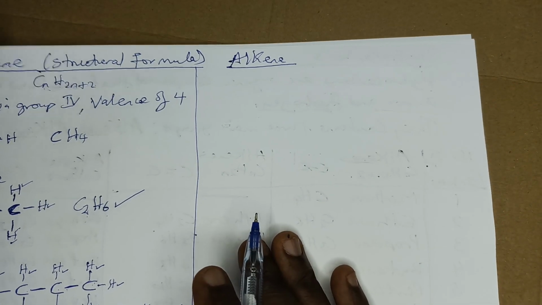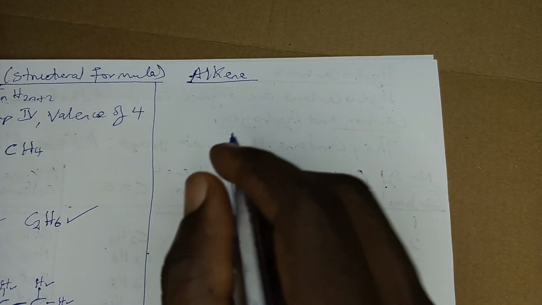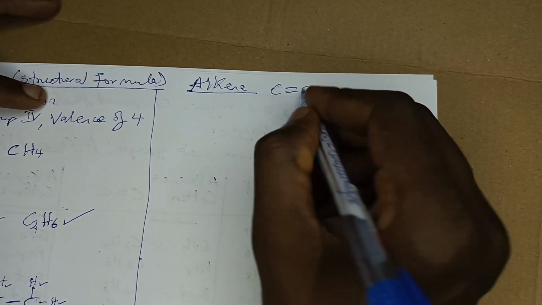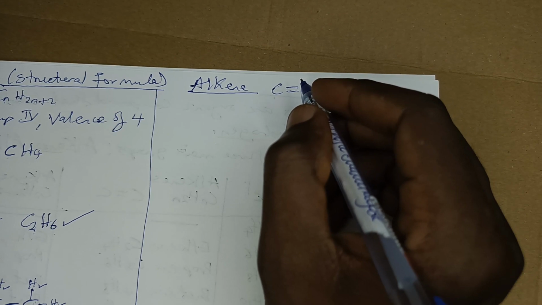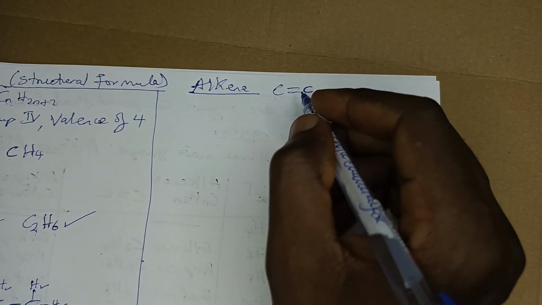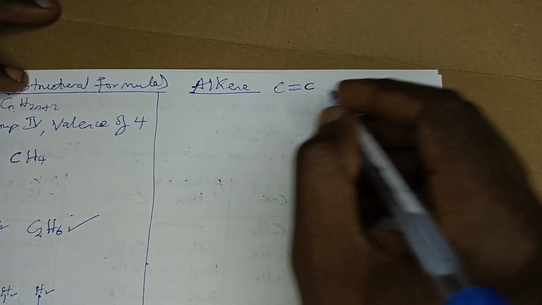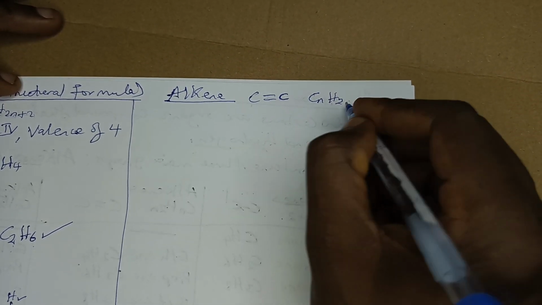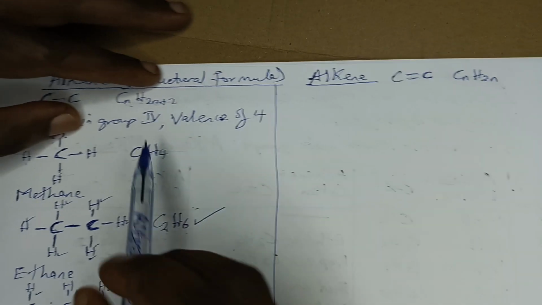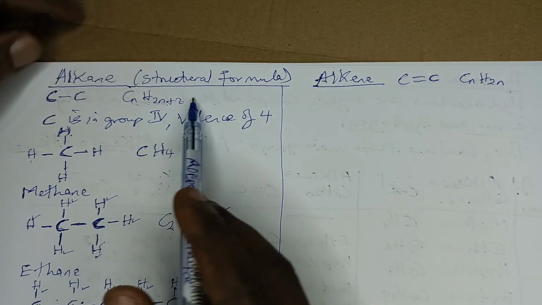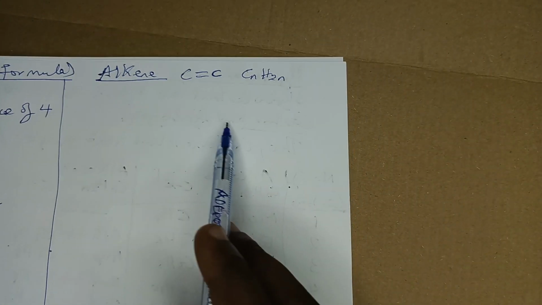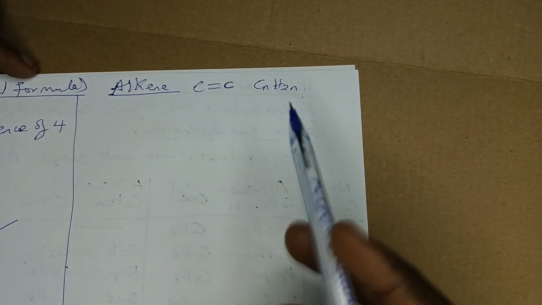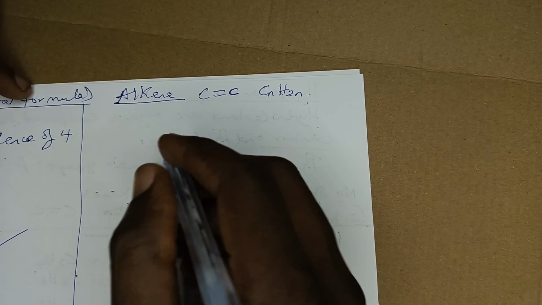Alkenes will be having a carbon to carbon double bond. Okay? And their molecular formula is CnH2n. That of alkane is CnH2n+2, but that of alkene is CnH2n. So let's take 2 examples there and see what happens.